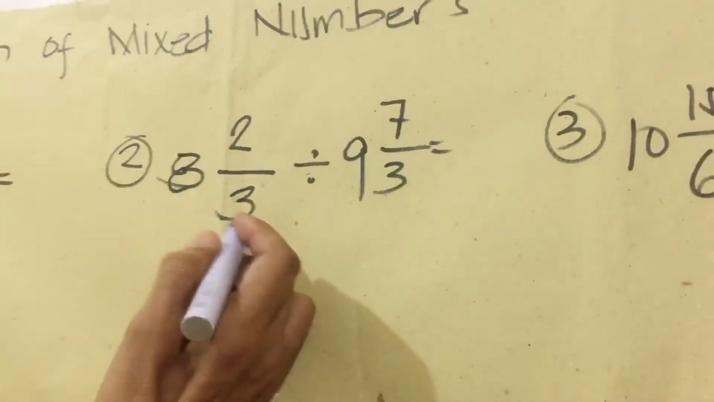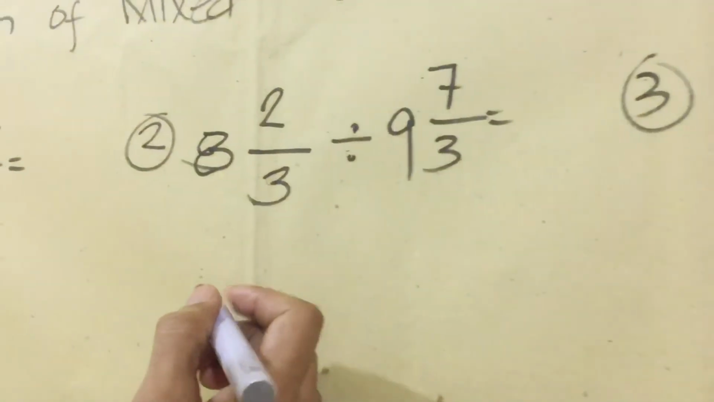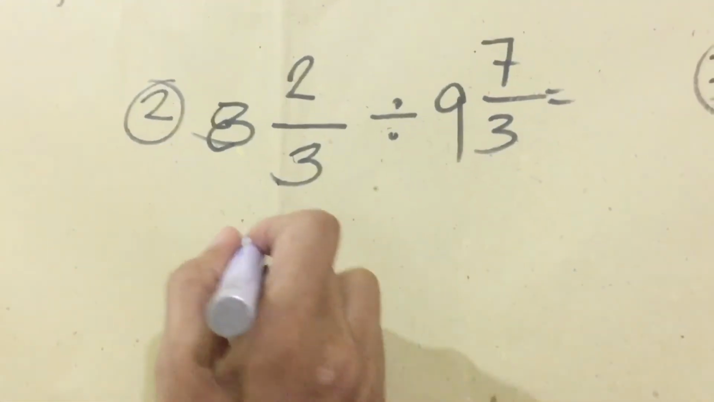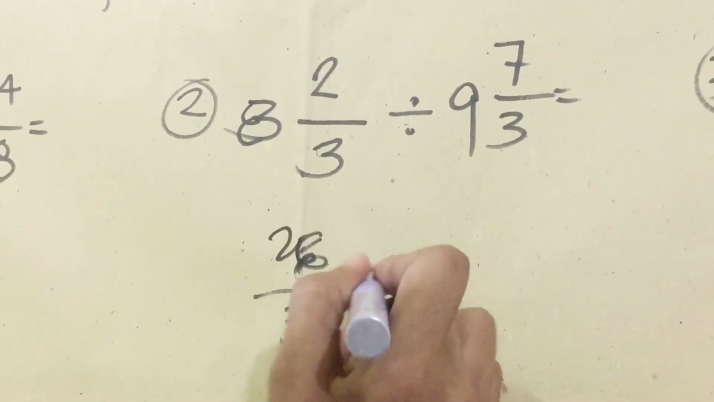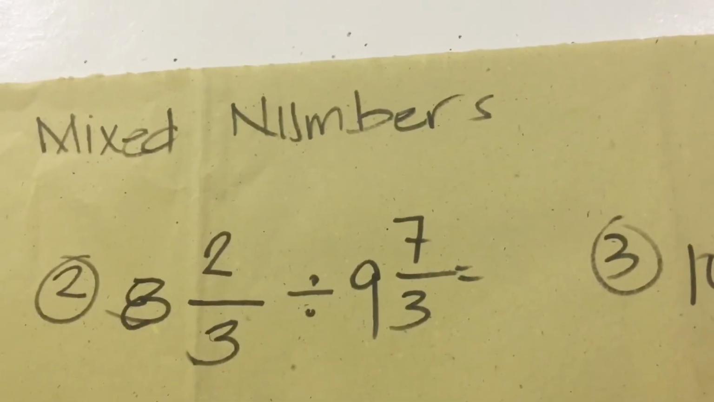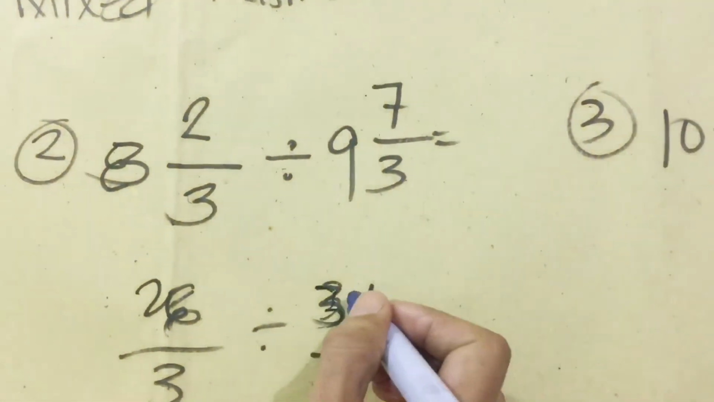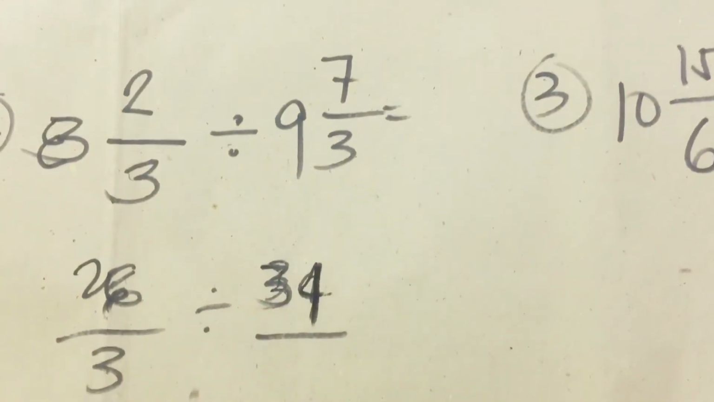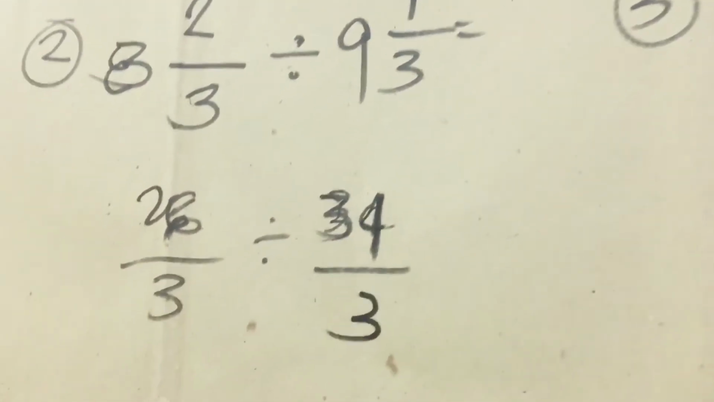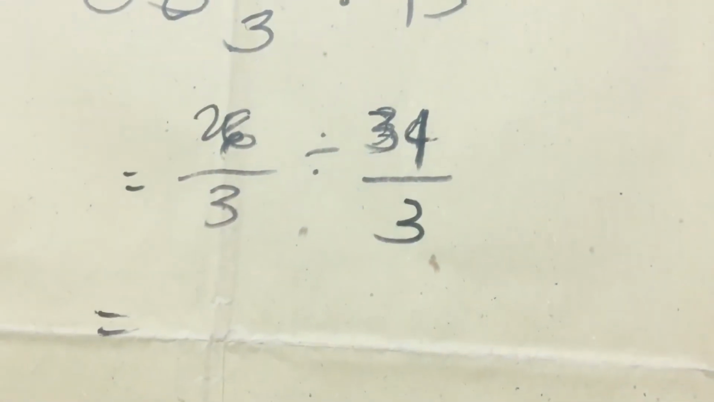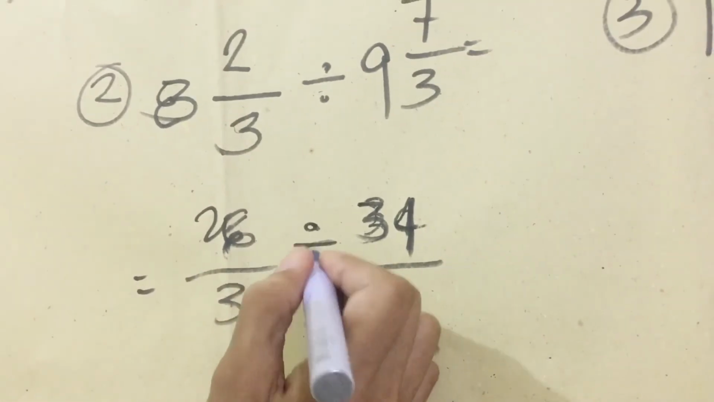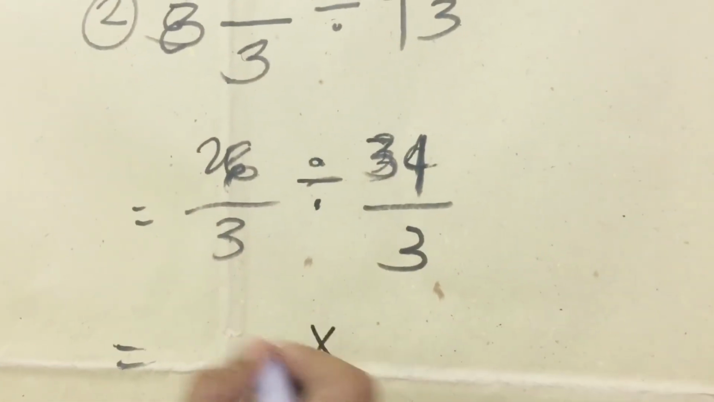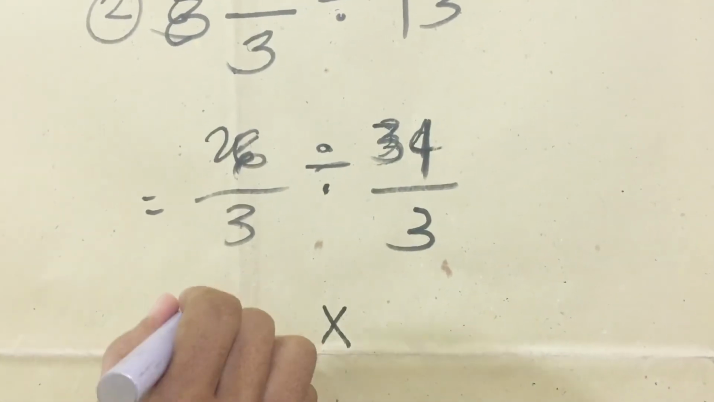Final answer. Next is mixed number changed to improper fraction. 24 plus 2, 26. 26 over 3, divided by 3 times 9, 27, plus 7 equals 34 over 3. Next, we have to reverse, or reciprocal, then change this division into multiplication. The first fraction, do not reverse.